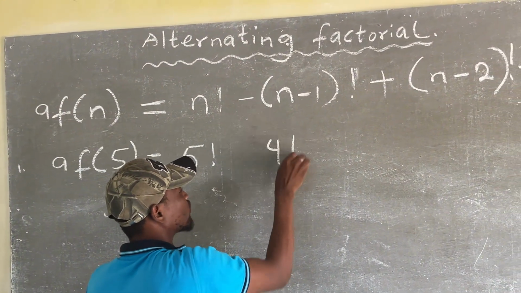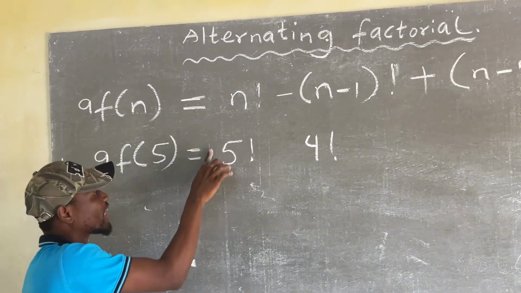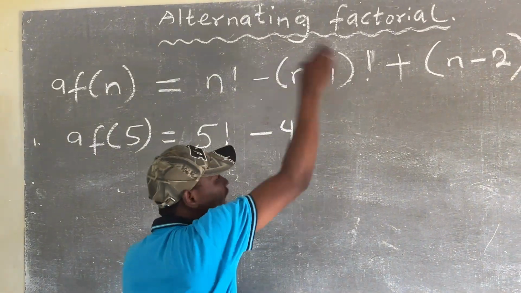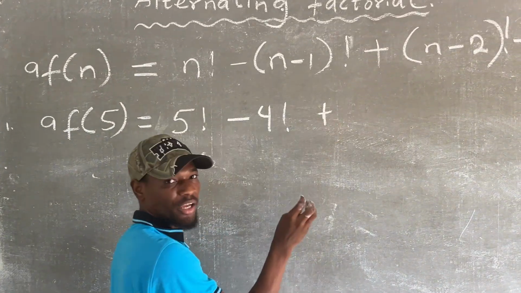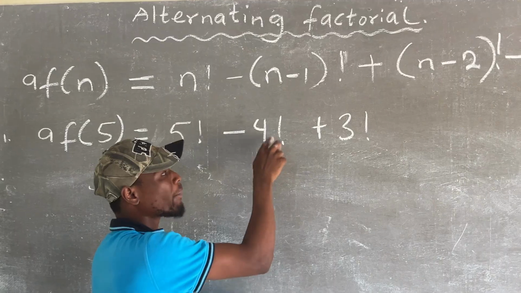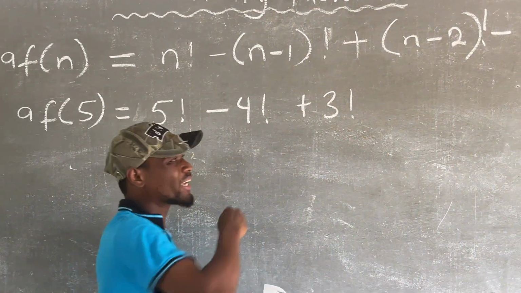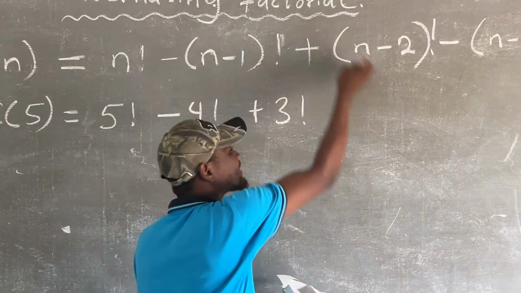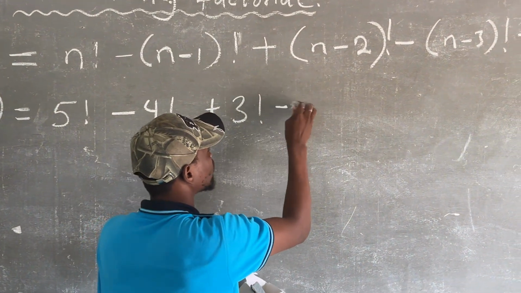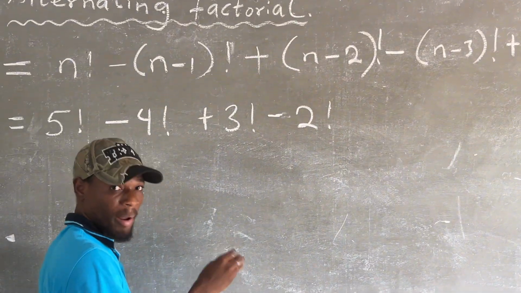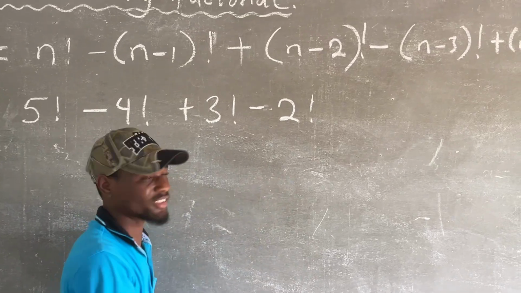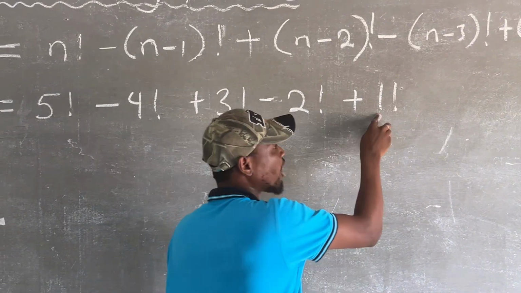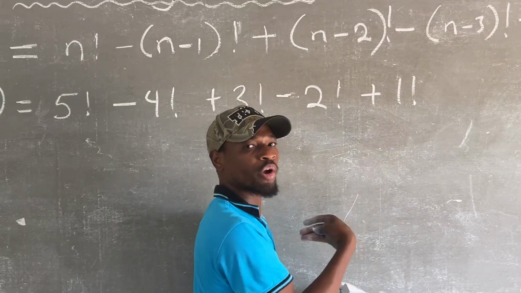But viewers, remember, this is a positive sign, so 4 factorial attains a negative sign. My next integer will attain a positive sign, which is 3 factorial. Remember, for the numbers, just subtract 1 to get the next descending integer. This is positive, so my next term attains a negative sign, minus 2 factorial. Remember, we are alternating between positive and negative. This is negative, so my next term attains a positive sign, plus 1 factorial. When you get to 1 factorial, that indicates your terminating point.